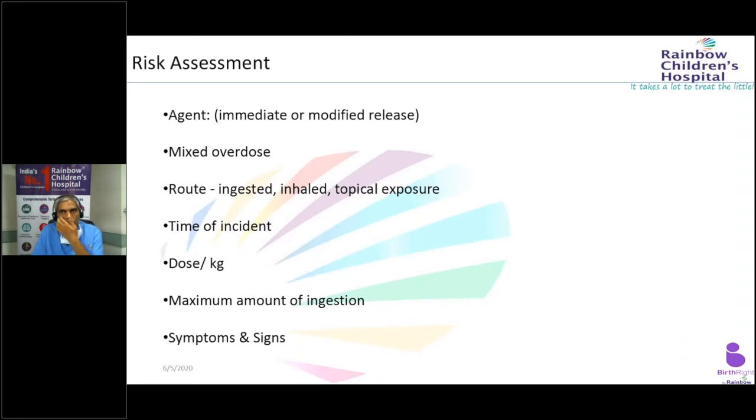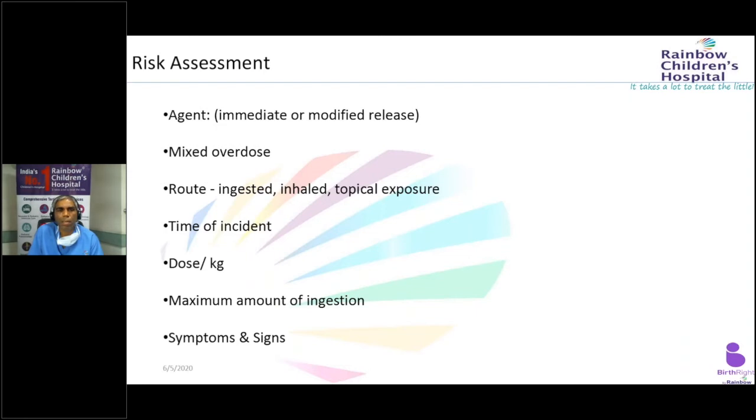And in terms of risk assessment, whenever they come to the hospital or the outpatient clinic, it's quite important that we assess the risk depending upon the agent they have taken, the time when they have taken it, whether there is any evidence of mixed overdosing, whether they have ingested or were exposed to fumes, or whether there was any topical exposure. And we have to calculate the maximum amount of toxin which they have consumed. It's always very difficult to know how much they have consumed, as the majority of the time parents will not be able to tell us exactly how much. And we have to calculate the dose per kg of either the medicine or the substance which they have consumed.